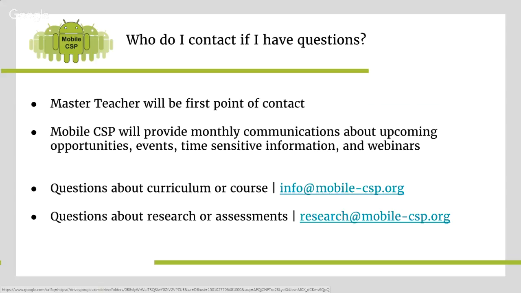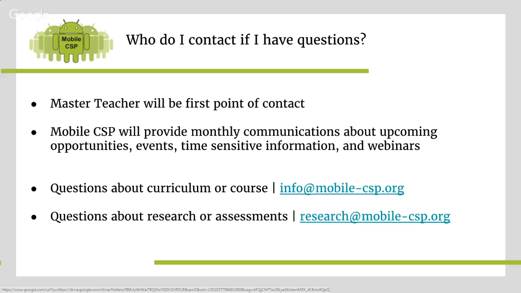This last piece is, who do I contact if I have questions? And your master teacher should really be your first point of contact. But mobile CSP will also provide you monthly communications about upcoming opportunities, events, time-sensitive information, and webinars. So if you have not received those messages from us, or if you did not receive a webinar message, you might want to check your spam or junk folders. We send it through Constant Contact, so sometimes it gets filtered to spam or junk. It will say my email on it that it comes from, or Pauline. So you might want to check those if you haven't seen anything come through for us.